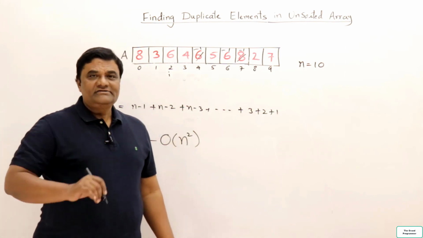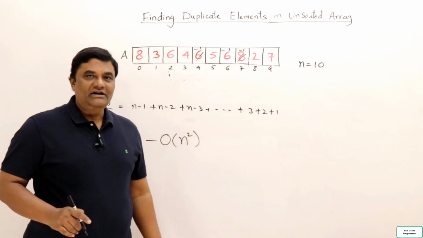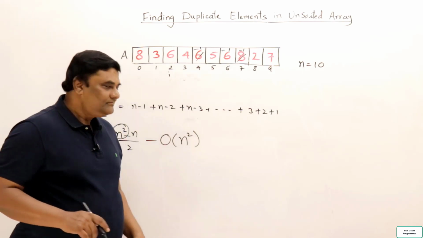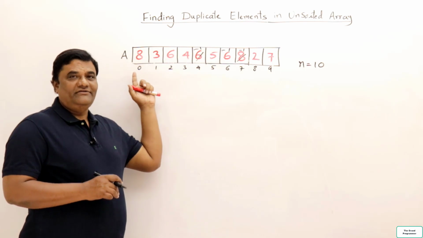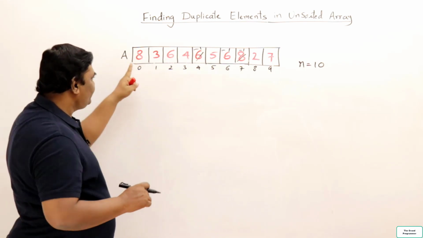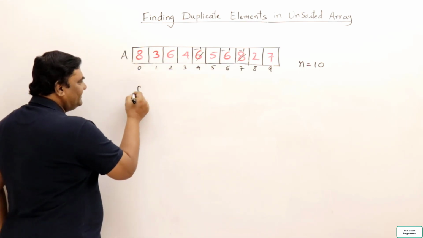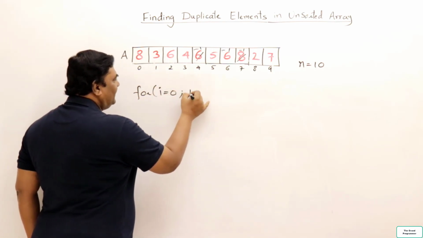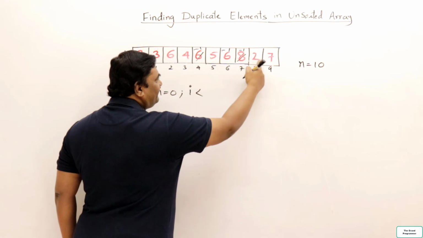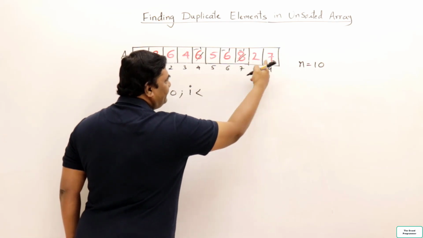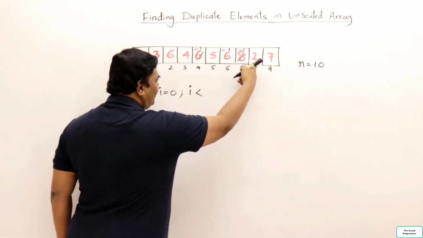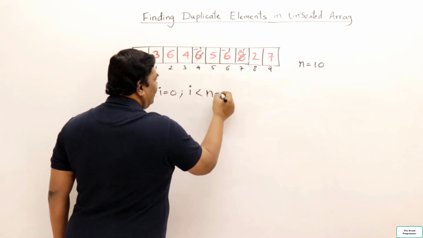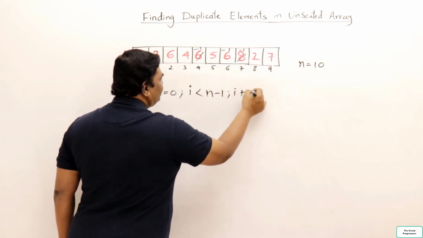Right? Now let us look at the procedure. So I will write the procedure for this one. For finding duplicates, I have to start finding the duplicates of the first element. So I should start from here. So one is I, that starts from 0, and I should stop here because I don't have to check for the duplicates of this last element. I should stop at this point at last. So that is I less than n-1, I plus plus.